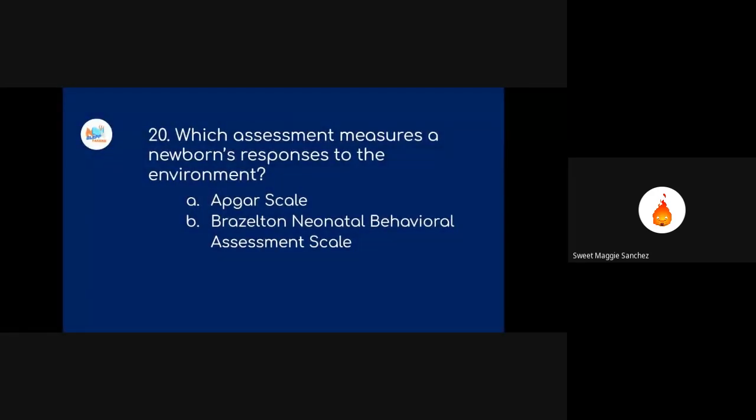Question 20. Which assessment measures a newborn's responses to the environment? Is it A, Apgar scale, or B, Brazelton neonatal behavioral assessment scale?